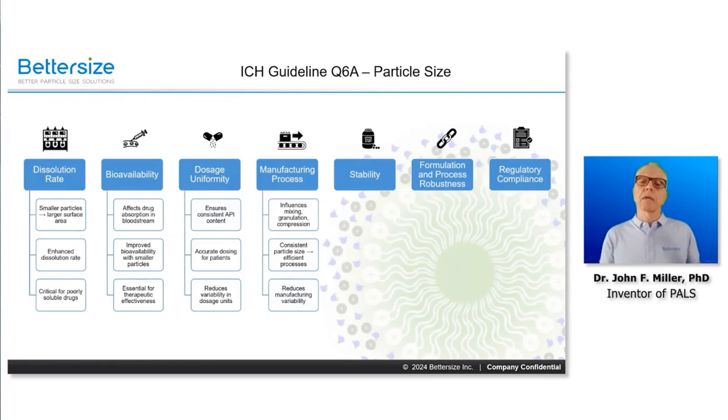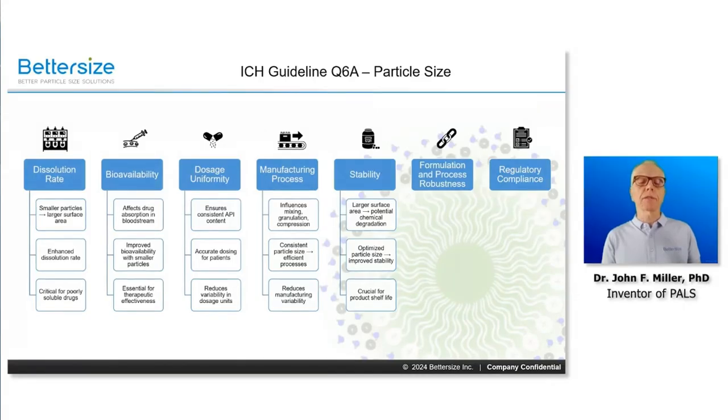Manufacturing process. Particle size affects various manufacturing processes such as mixing, granulation, and compression. Consistent particle size can lead to more efficient and reproducible manufacturing processes, reducing variability and improving product quality. Stability. Particle size can influence the stability of the drug product. Smaller particles may be more prone to chemical degradation due to their larger surface area, which can be addressed by optimizing particle size during formulation.